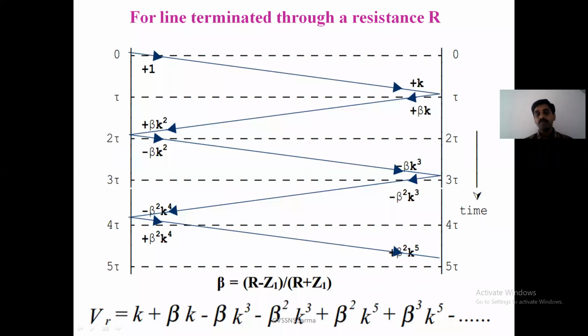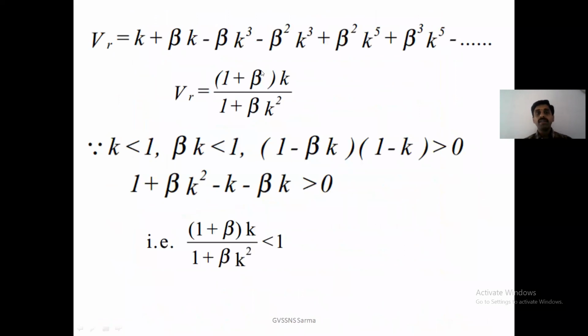So we can write the VR value from this expression: K plus beta K, minus beta K cube, minus beta square K cube, and so on up to K power 5. Plus again the reflected value, beta cube K power 5, will come. Let's see this. So here beta, minus beta K cube, minus beta square K cube. It is not 2 times; it is a different value. Beta square is there. So you can write the VR expression like this.